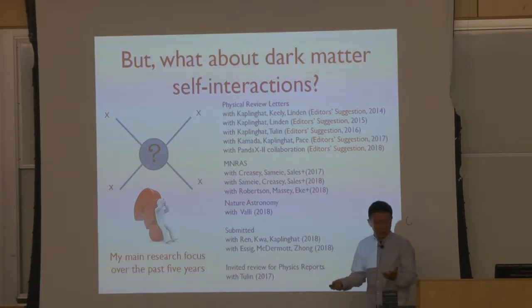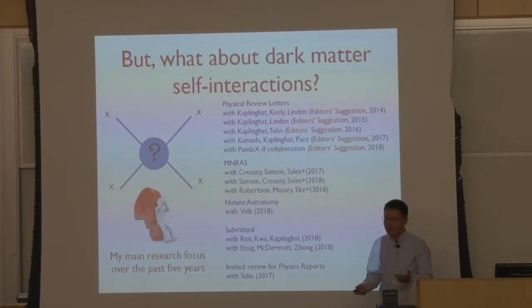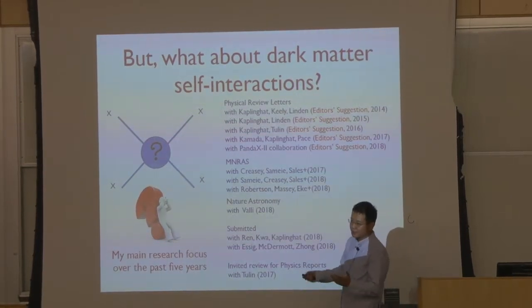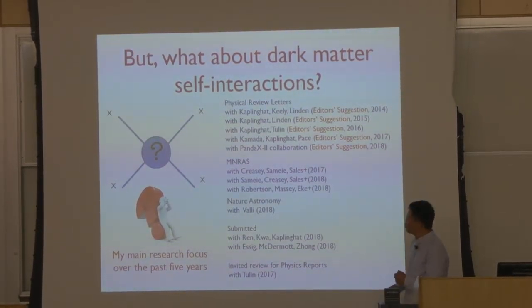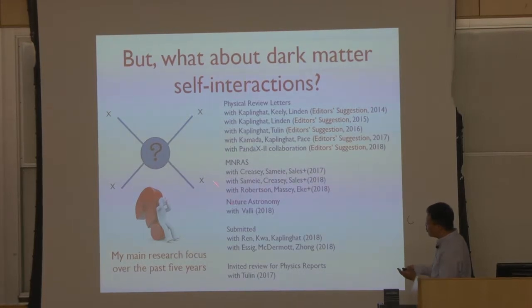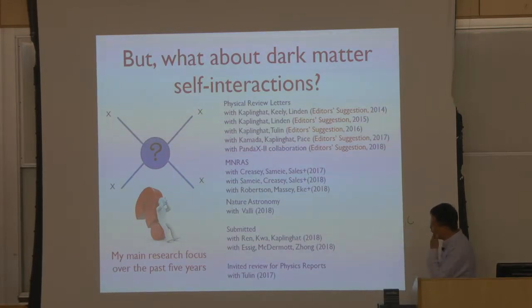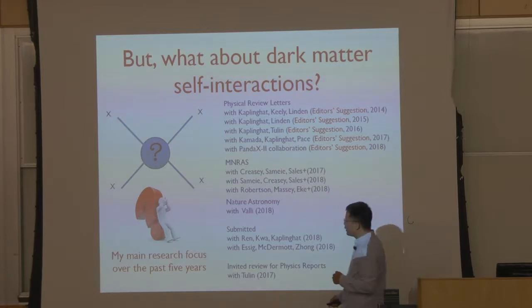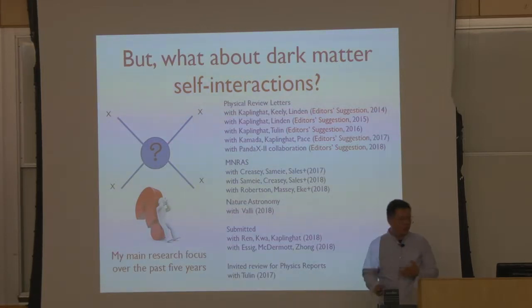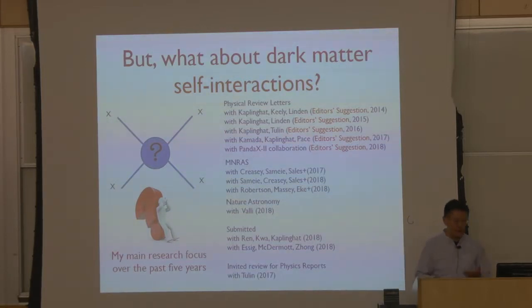Electrons have collisions and can interact with one another. Protons, neutrons, everything can interact with each other. But why don't people consider this possibility? About 10 years ago, I started to think about this problem, especially after I joined UCR, and I took it very seriously, trying to figure out whether dark matter has self-interactions or not.